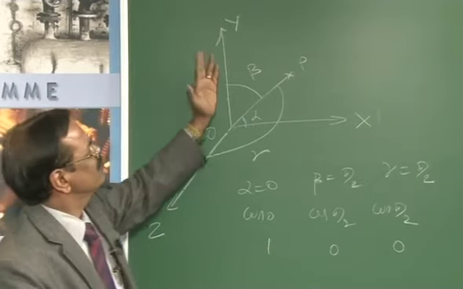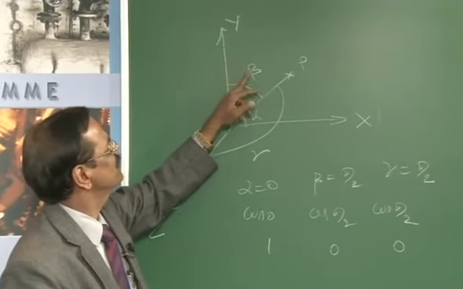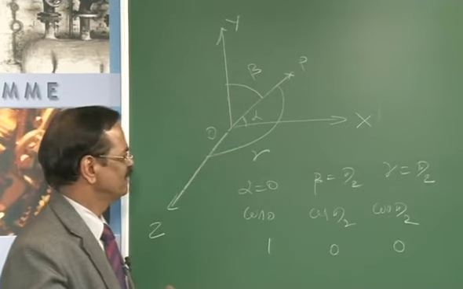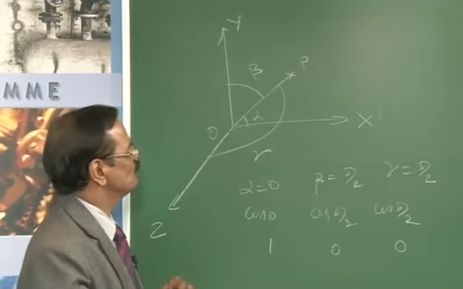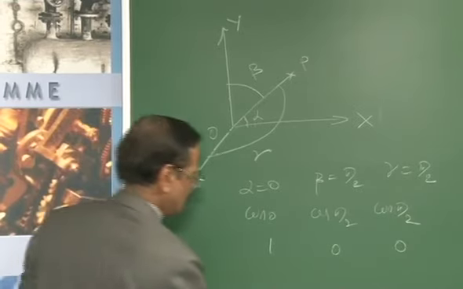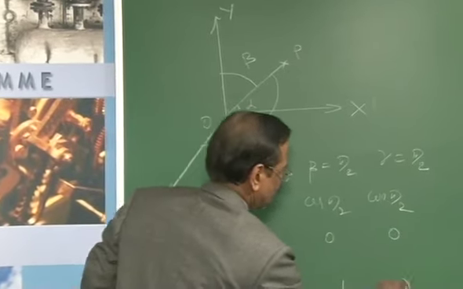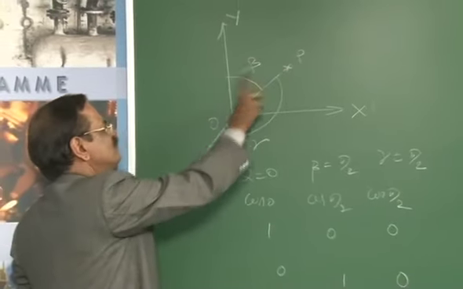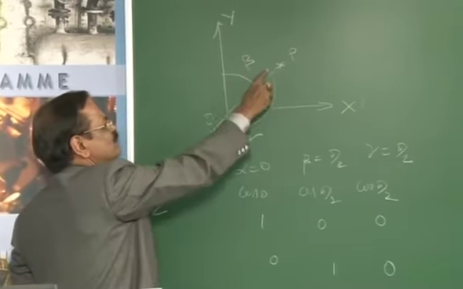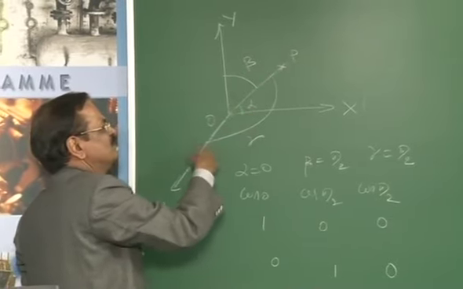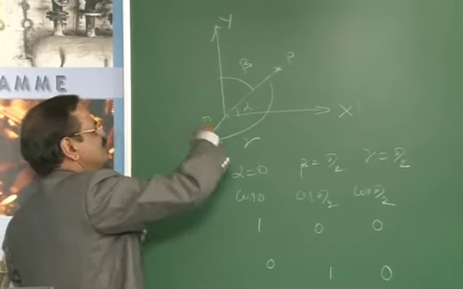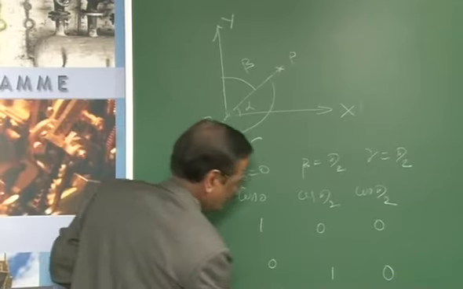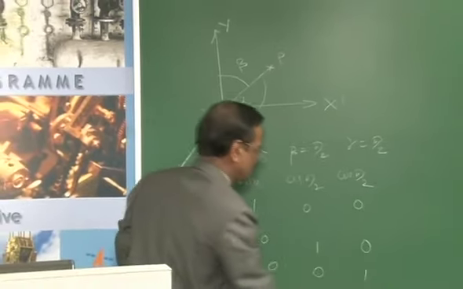Similarly, for y axis, suppose this line coincides with y axis, beta becomes 0 and the other two angles become 90 degree. In that case, the direction cosines of y axis are going to be 0 1 0. And for z axis, same thing, suppose this line coincides with z axis, then gamma becomes 0. See, it is coinciding like this, gamma becomes 0 and it makes an angle 90 with y axis, 90 degree with x axis. In that case, the direction cosines are going to be 0 0 1.